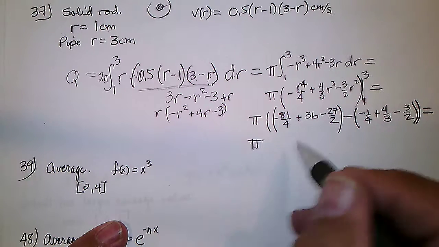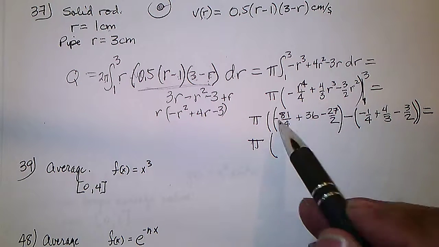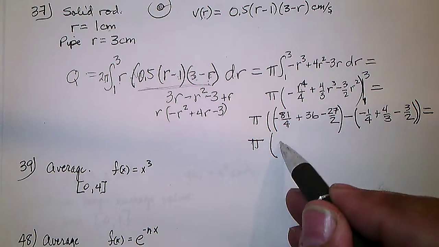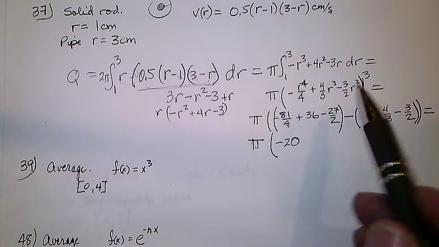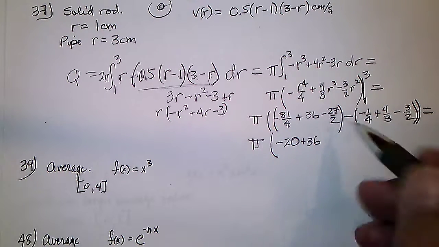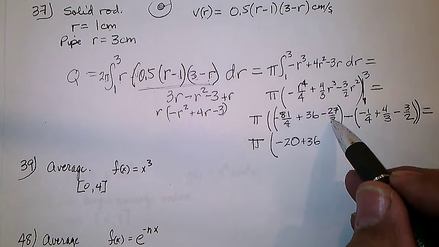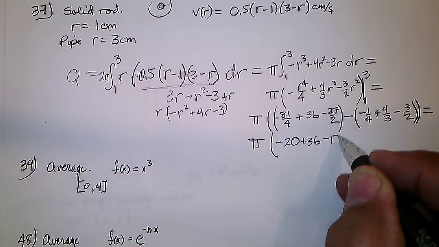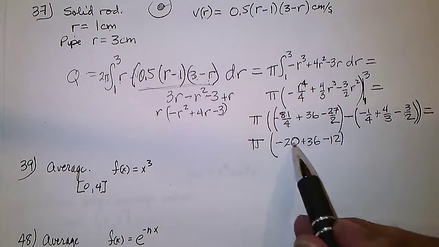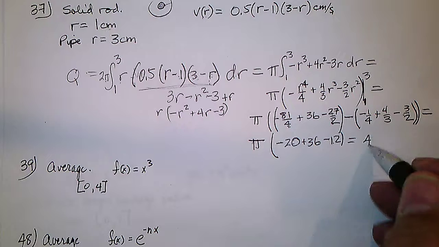So we got pi, 80 minus 81 plus 1/4 is 84, which is 20, minus plus 36, and so we got plus 3 halves minus 27 halves, that's 24 halves, minus 24 halves, which is minus 12. So we got minus 32 plus 36 is 4 pi.